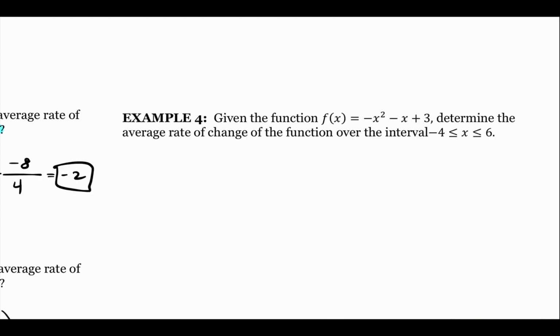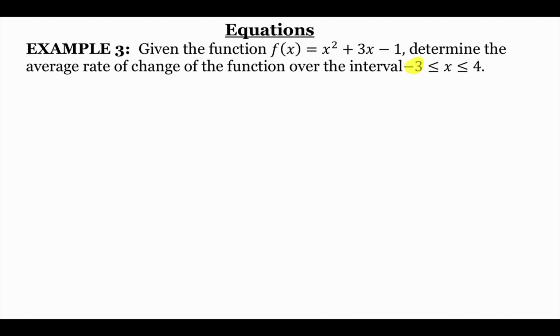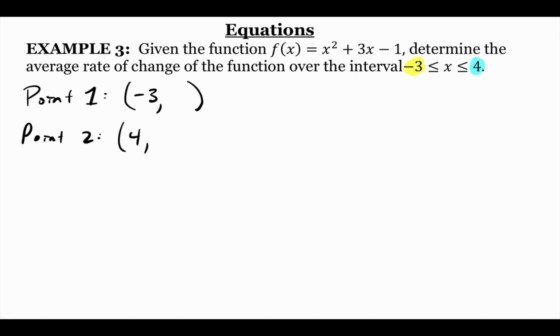Okay, all right, so the last one. The last one we're doing is if they don't give you a graph, they don't give you a table, they give you an equation. We still have a starting spot, though. We still have a start and a finish. Negative 3 is where we start. Positive 4 is where we finish. So those are still going to be our x values. So point 1 is negative 3, comma something. Point 2 is positive 4, comma something.